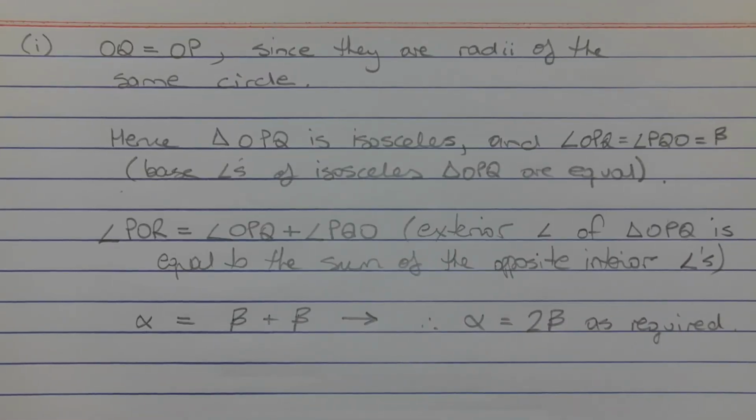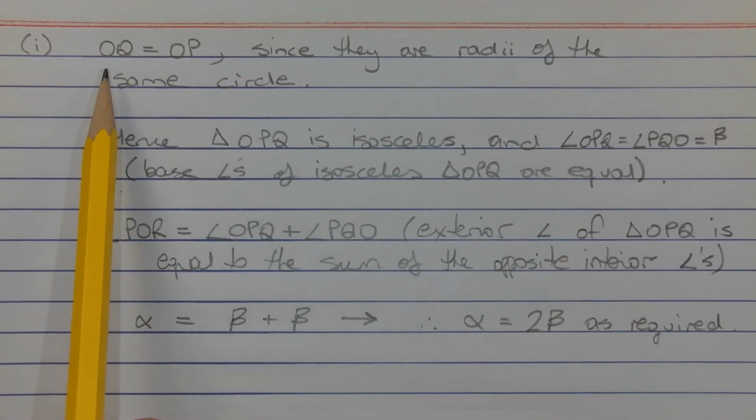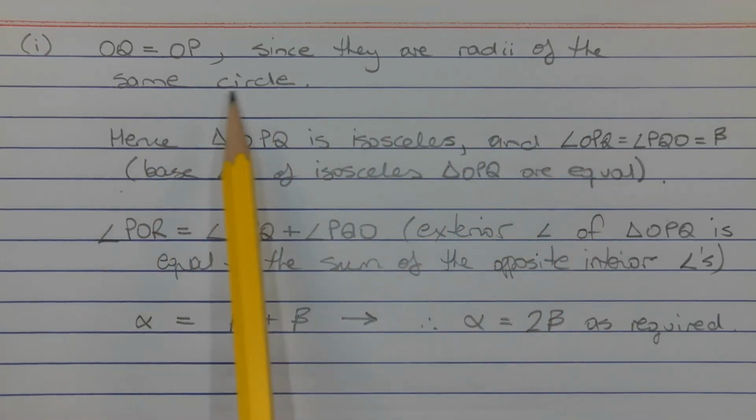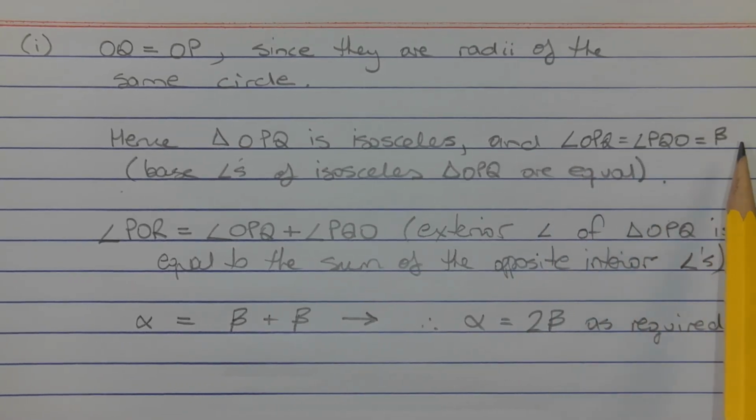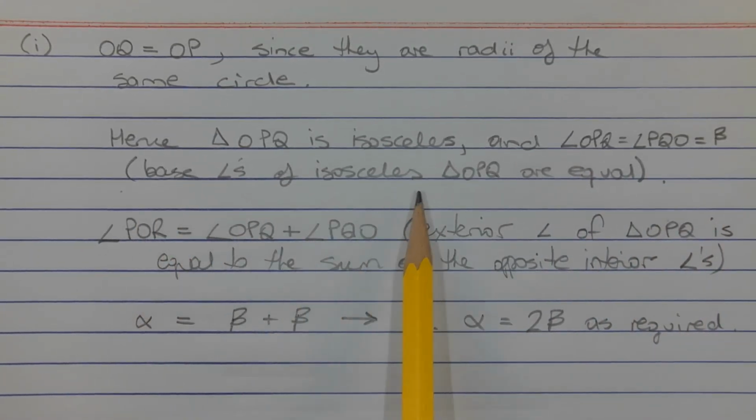So looking at the proof, and it's written up here, OQ is equal to OP, since they are radii of the same circle, hence triangle OPQ is isosceles, and angle OPQ is equal to angle PQO, which is equal to beta, since base angles of the isosceles triangle OPQ are equal. Now angle POR is equal to angle OPQ plus angle PQO, and that's the exterior angle of triangle OPQ, which is equal to the sum of the opposite interior angles. So alpha is equal to beta plus beta, therefore alpha is equal to 2 beta as required.